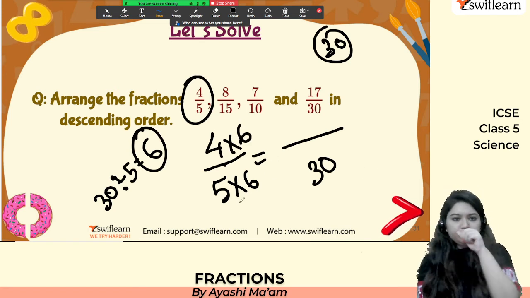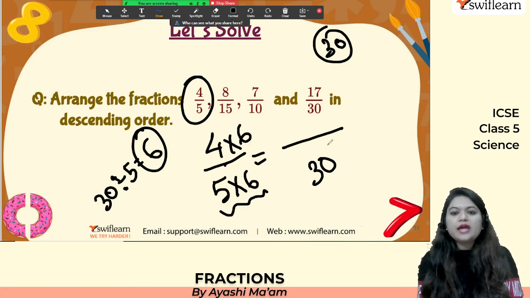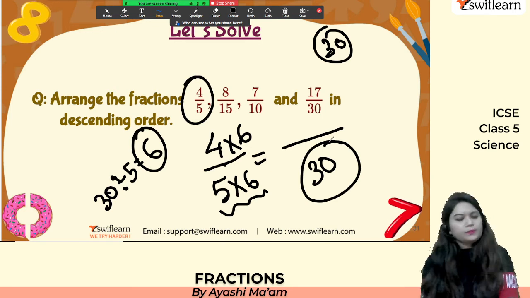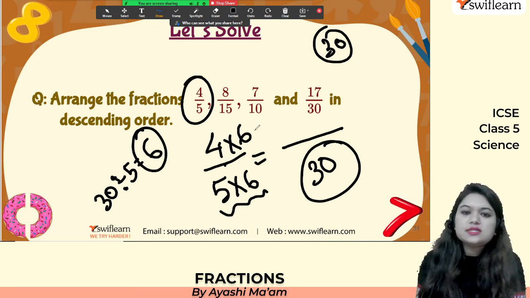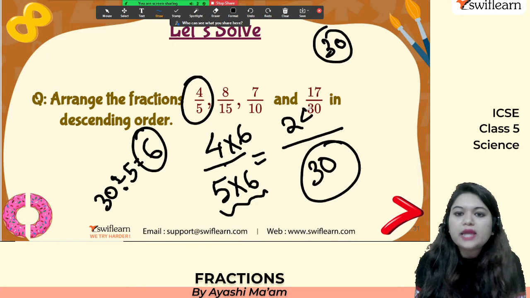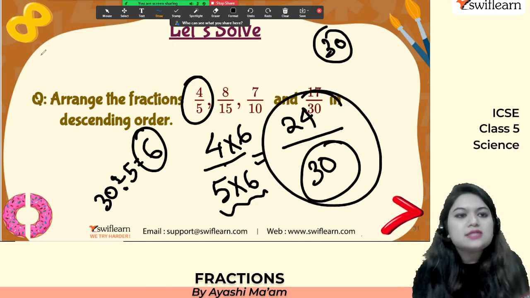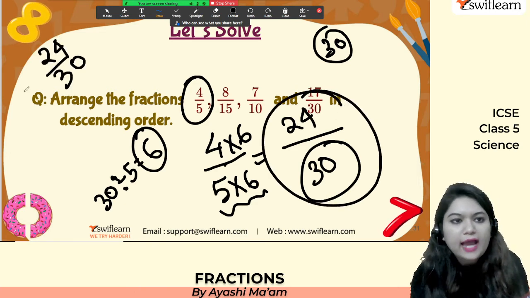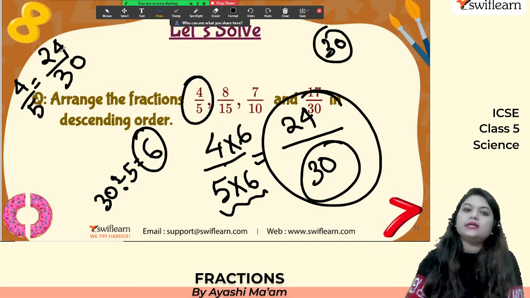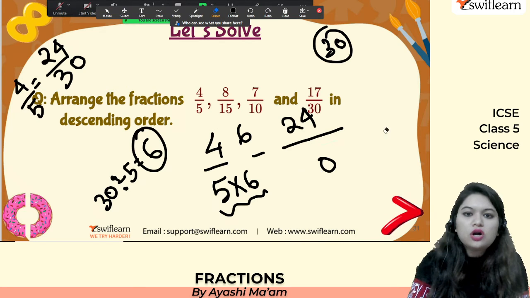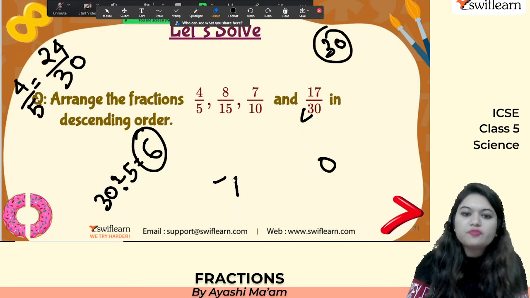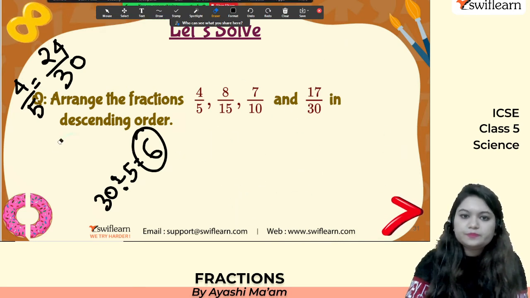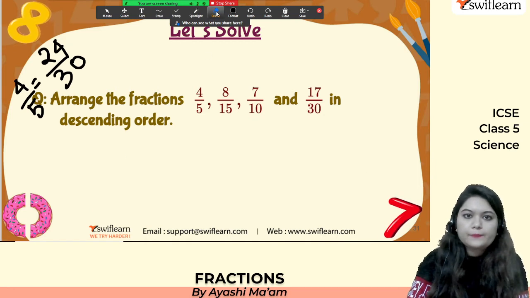Now see what is happening. 5 times 6 is 30, right? 5 times 6 is 30 and 4 times 6 is 24. So we are getting the answer as 24 and 30. That means 4 by 5 is equal to 24 by 30. Alright, remember this. So we have already converted it and we have made the denominator as 30. Next one.